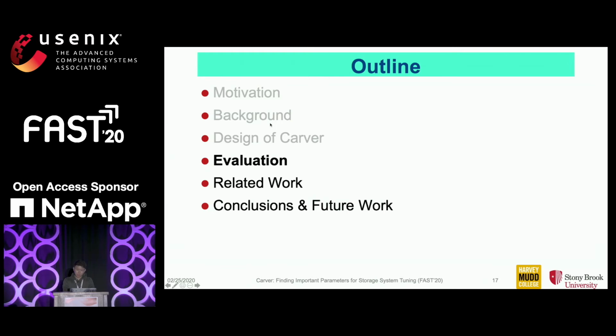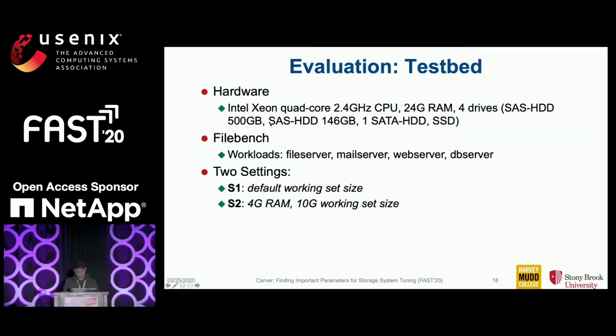Next, I will talk about our experiment settings and some of our evaluation results. More details can be found in our paper. Our experiments were conducted on servers with 24 gigabytes of RAM and 4 different types of storage devices. We use FileBench to benchmark storage configurations and use the 4 different macro workloads as listed here.